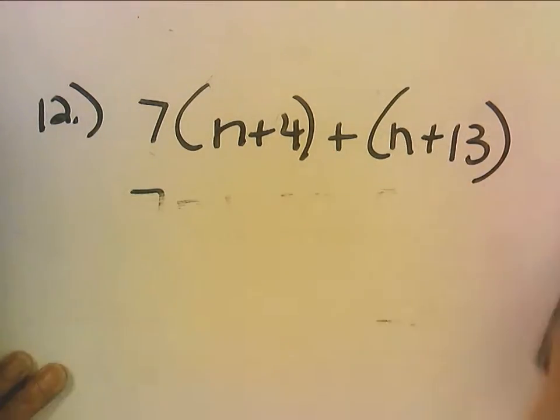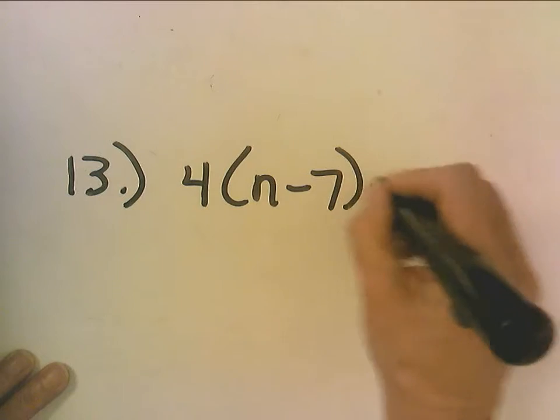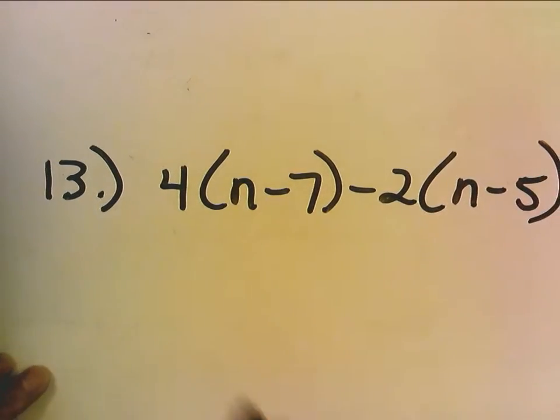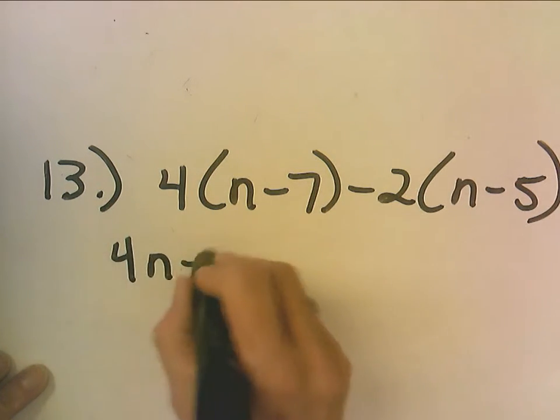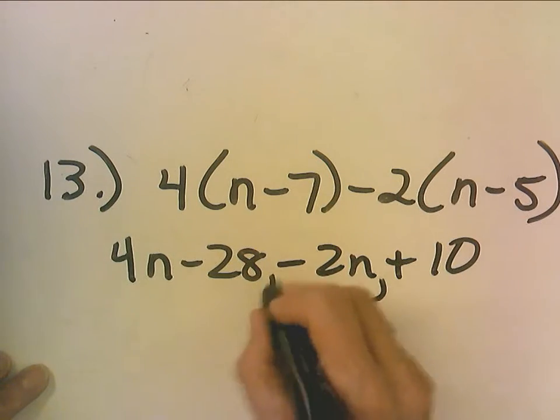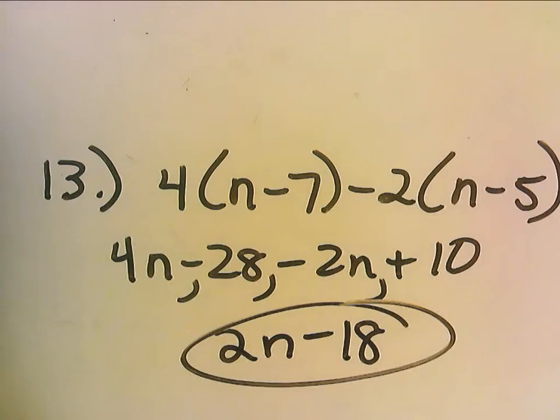Okay. And then number 13 is 4 times n minus 7 minus 2 times n minus 5. And that gives me 4n minus 28 minus 2n plus 10, which becomes 2n minus 18. Okay, and then number 14 is a little different. So let's read 14.